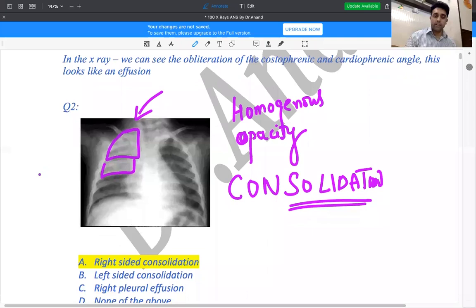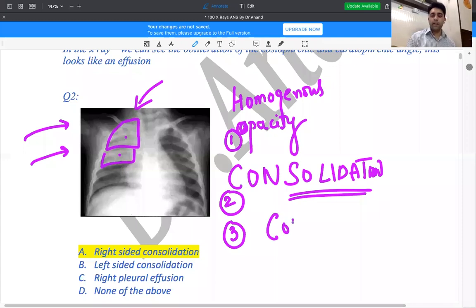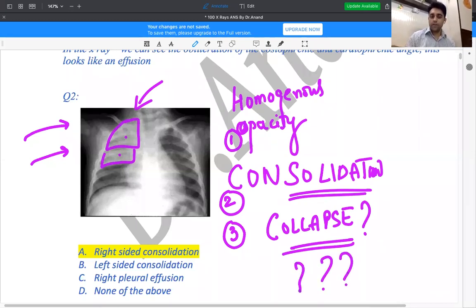So this X-ray, how do you speak about an X-ray? Homogeneous opacity involving the right upper and right middle lobe of the lung, number one. Number two, this most likely looks like a consolidation. Number three, why is it not looking like a collapsed lung? Any idea? Can you give me one reason why this doesn't look like a collapse to me? If the collapse had been there, what would you see? Any idea, Ramya?